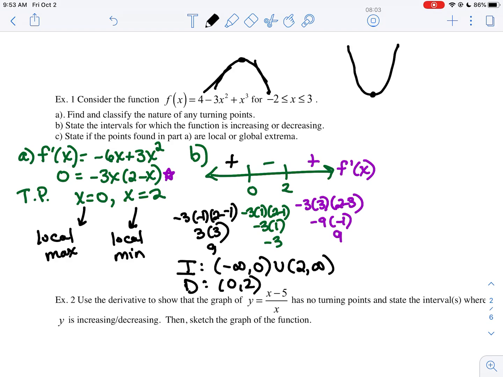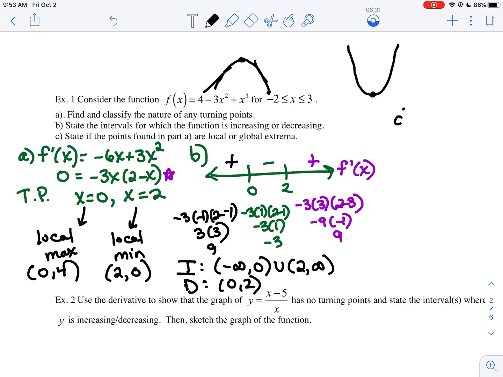Now, can we find what the ordered pairs are? Sure. If I go plug in x is 0 into f of x, okay, I'm up here. If I go plug in x is 0, that's going to give me 4. And if I plug in 2 up here, that's 4 minus 3 times 2 squared plus 2 cubed, I get 0. So I can actually find the coordinates.